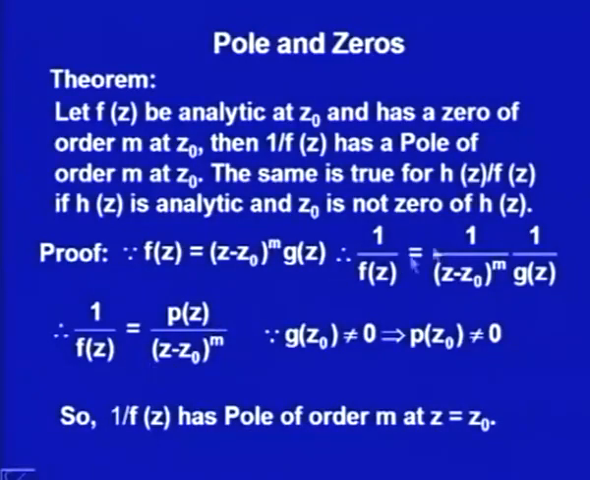Now, if rather than p(z) I have h(z), then p(z) would now be h(z) upon g(z), and at z equal to z naught, neither g(z) is 0 nor h(z) is 0. So p(z) would also not be 0 at z naught. What it says is that the function would remain defined, and so the theorem would be true for this h(z) upon f(z) also.